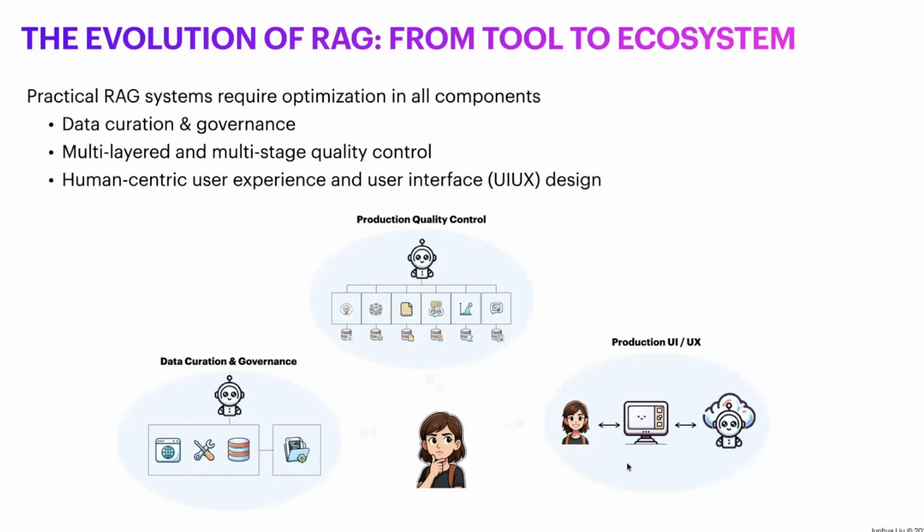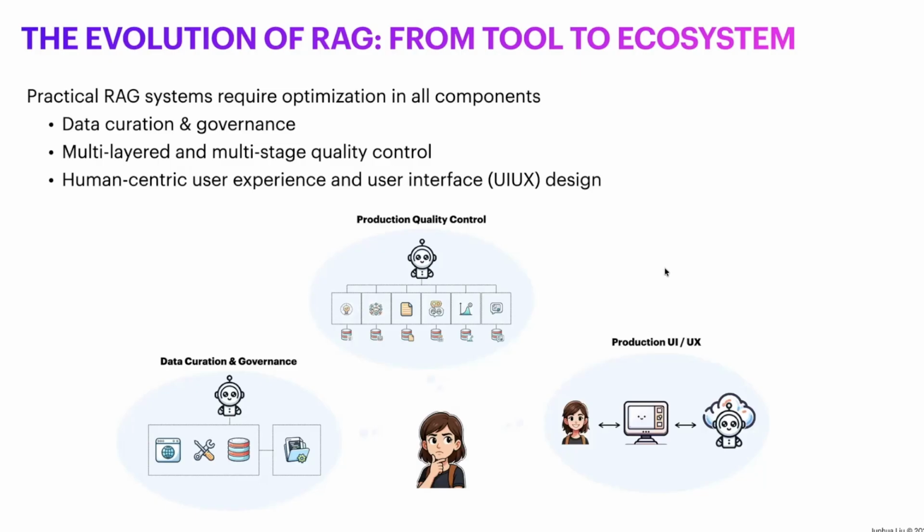And also, when we are able to build a RAG system in terms of functionality, when we deliver the result of the RAG system to the user, there are also a lot of production, user interface and user experience considerations that we need to take into account. So in practice, when we build a RAG system, it's not just about making it work. There are a lot of considerations that we need to take into account.